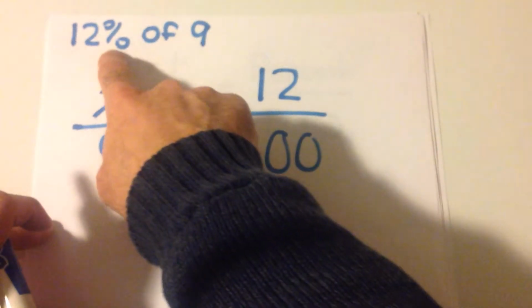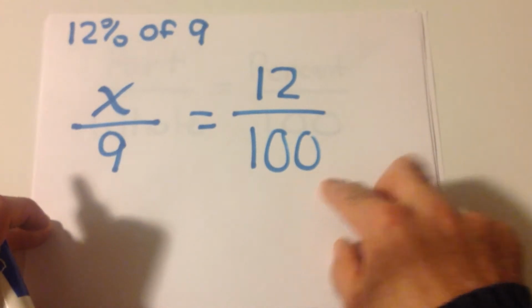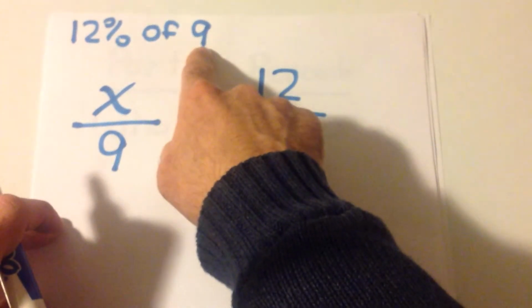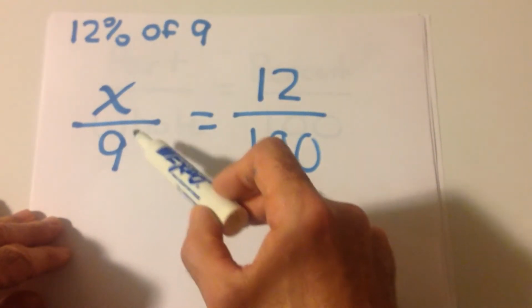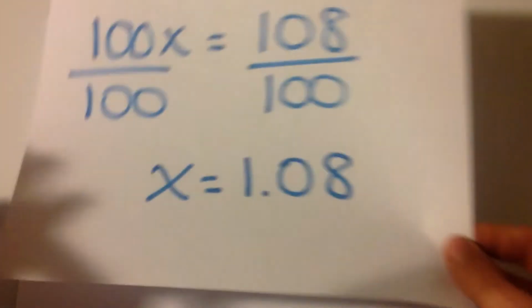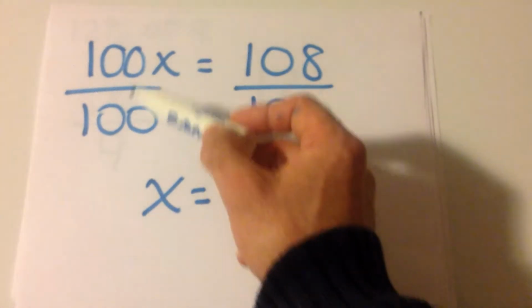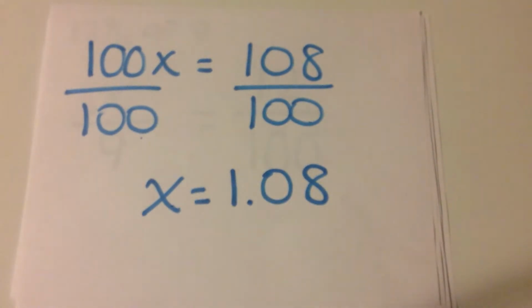We have the percent, it says 12%, so we just put 12. We always put it over 100, because remember, percents are based on 100. Of 9, that's the key, so 9 is the whole. Now we have our proportion, and we can cross multiply. You're going to have 100x equals 108. Divide out the 100 on both sides, and you have x equals 1.08. So again, we have two ways of translating a problem.